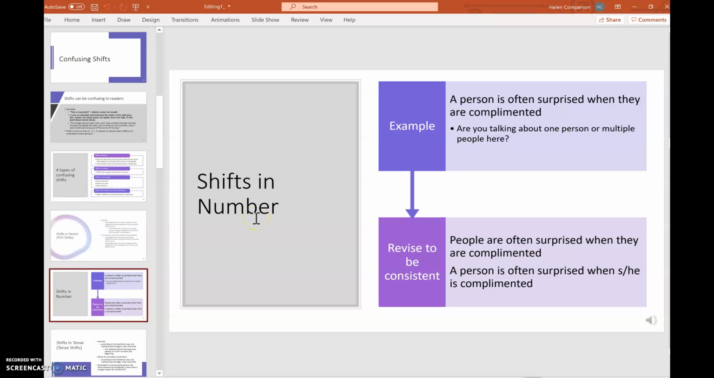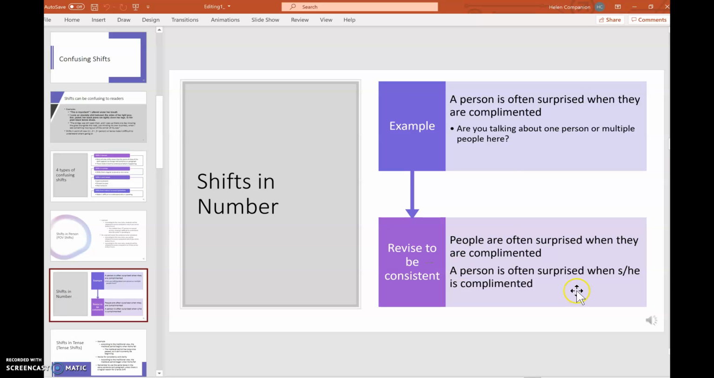Shifts in number, or from singular to plural, or plural to singular. So, a person is often surprised when they are complimented. You have a person at the beginning and they in the middle. Is the speaker talking about one person or multiple people here? We really don't know. So again, you advise to be consistent.